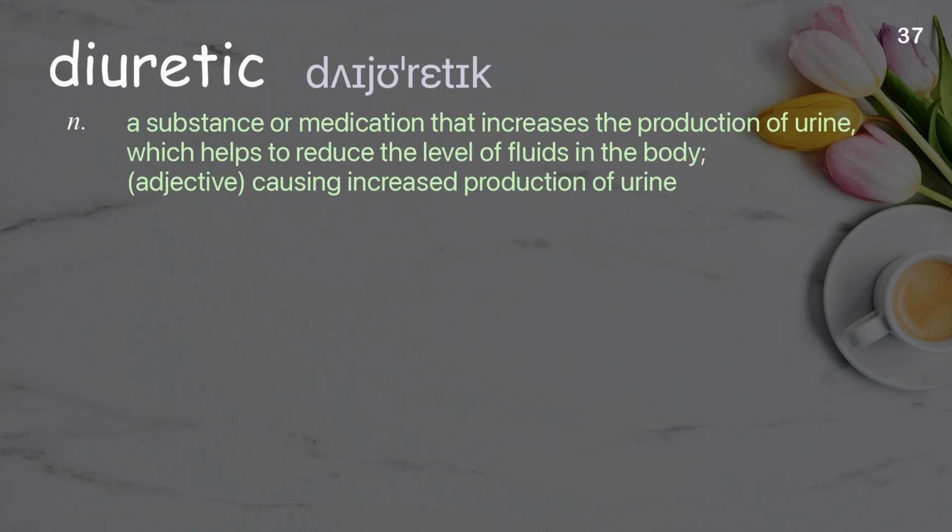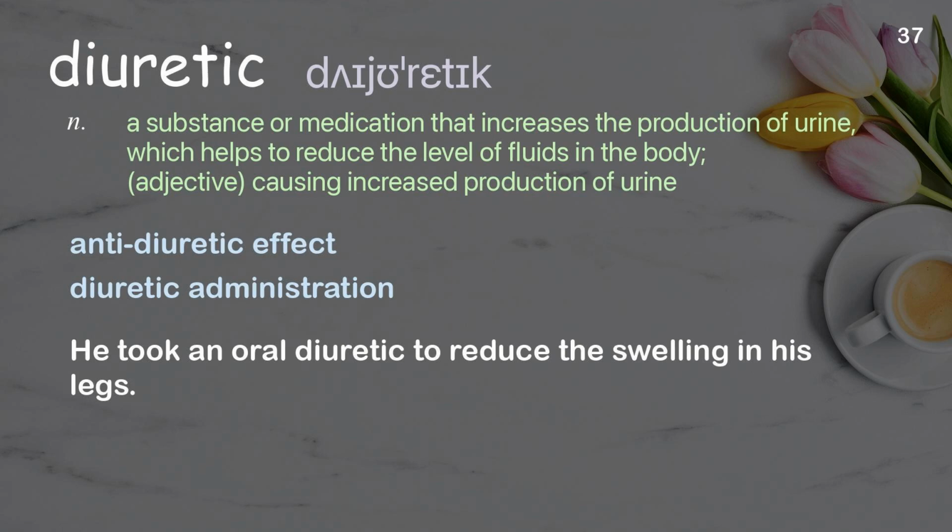Diuretic. A substance or medication that increases the production of urine, which helps to reduce the level of fluids in the body. Adjective: causing increased production of urine. Examples: antidiuretic effect. Diuretic administration. He took an oral diuretic to reduce the swelling in his legs.